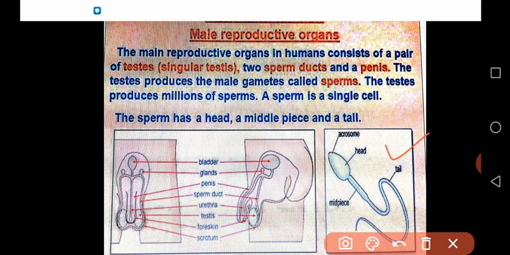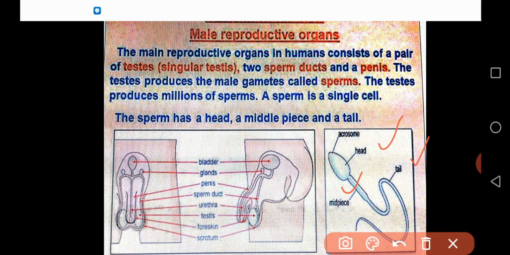A sperm is a single cell. You have to know the structure of the sperm. Usually the sperm is a tadpole-like structure, and it has a head region, a middle piece, and lastly a tail. The sperm moves from one place to another. So this is about the very important structure of the male reproductive organs.